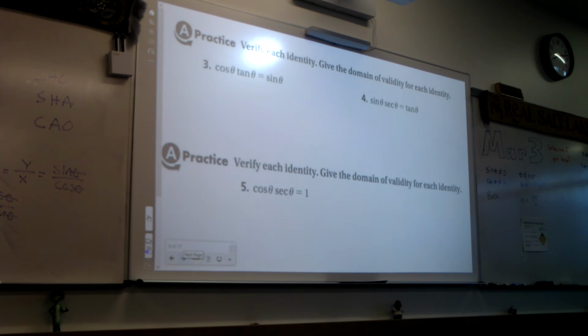But let's look at some of these. Number 3, verify each identity. That means make the left side look like the right side. Give the domain of validity for each of those. All right, so let's get some help going forward on this. Let's go to Peyton. Peyton, what is a good first step?